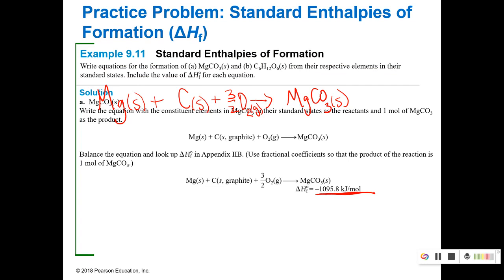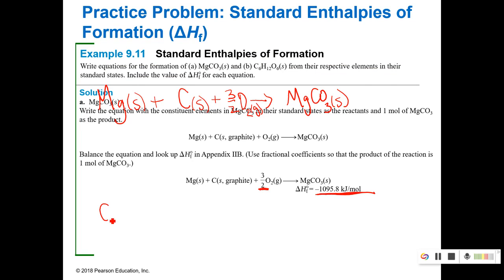Again, it is important to note that here we've got this 3/2. This is really the first time you're seeing halves besides in Hess's law on the last video, and that's because we need it to equal whatever the other side is, and we can only make 1 mole of that formed compound. So I've got to have fractional coefficients.